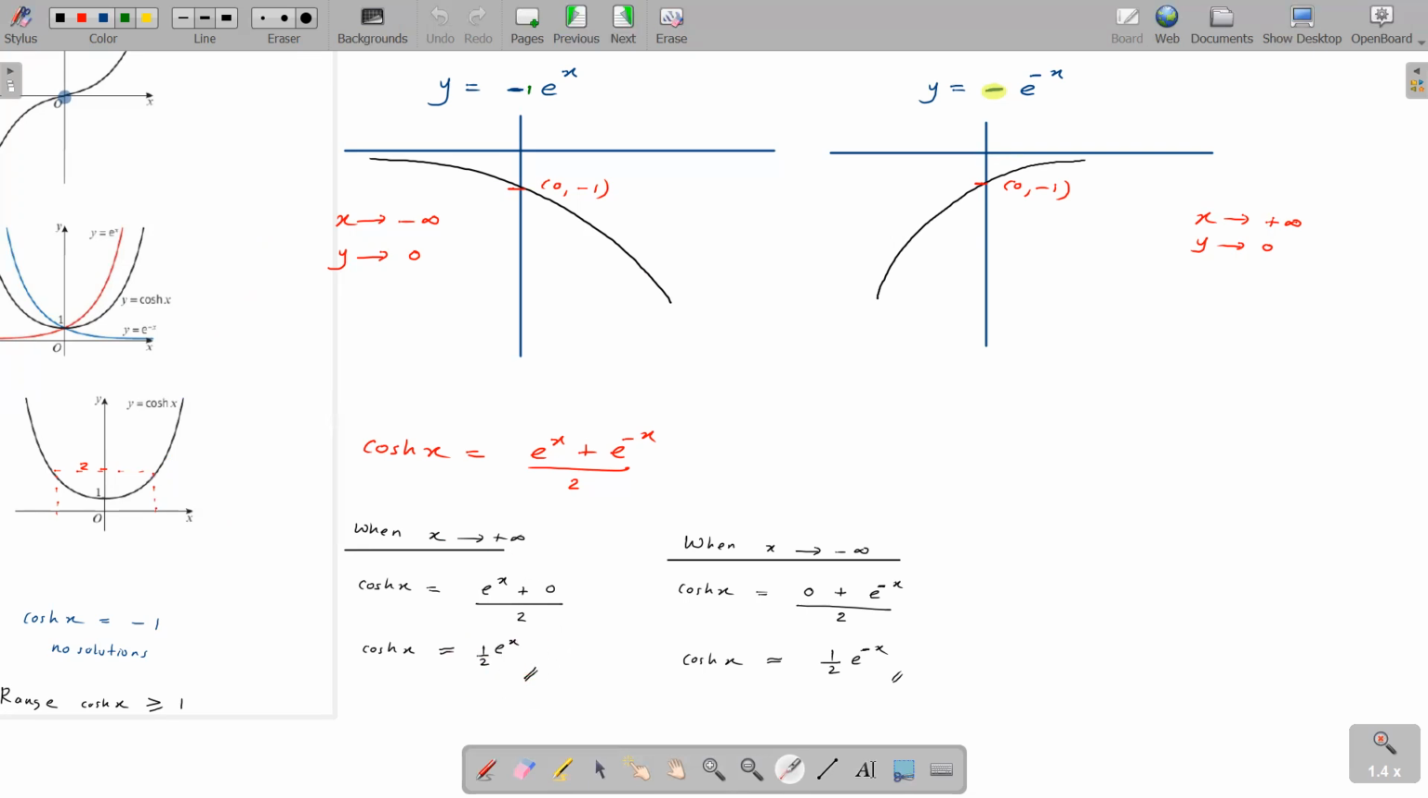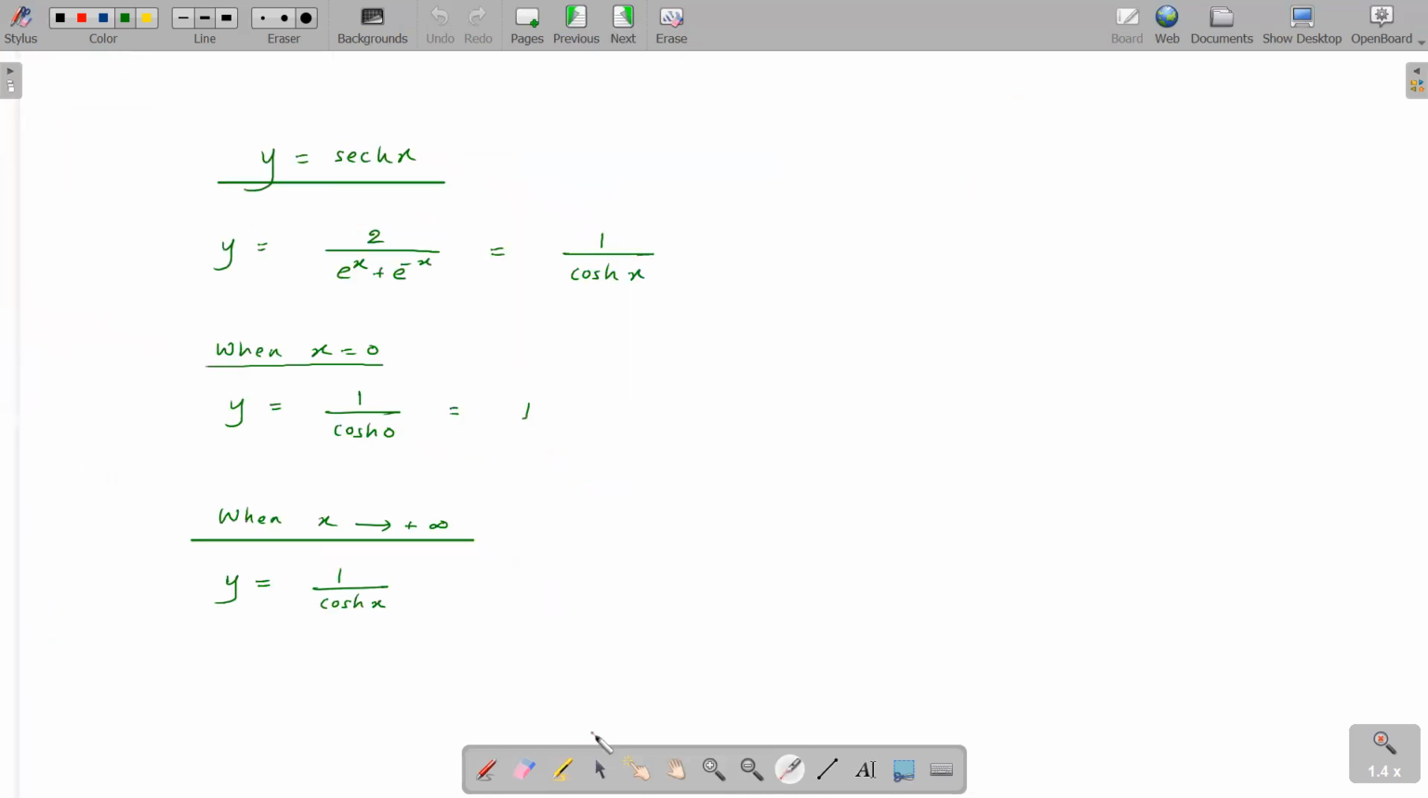So basically, when x goes to positive infinity, cosh x reaches positive infinity, because the y value gets really large. Right, guys? So all you need to understand here is when x goes to positive infinity, cosh x goes to positive infinity as well. So what happens to sech x then?